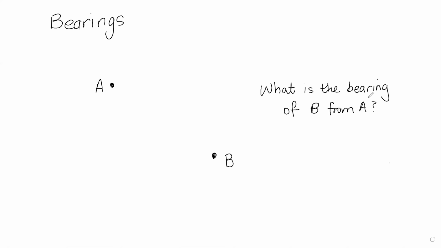Well, very important here is from A. Because it's from A, it means A is my starting position, right? So I'm taking the bearing of B from A, which means A is my starting position. And since it is my starting position, I have to put a north line at A like this. This is called the north line. All right. So I put my north line at A, and then I draw a line connecting A to B.